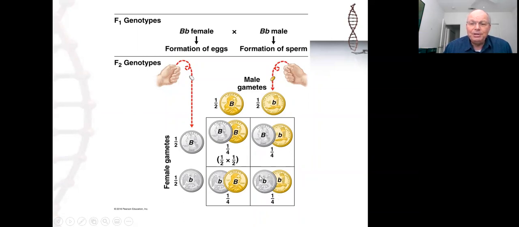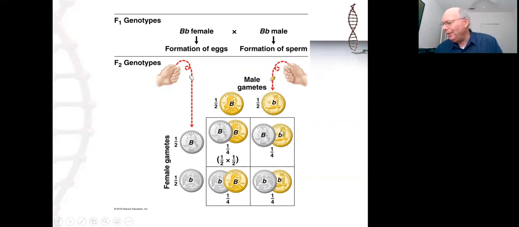The same argument can be made for this individual. You need to get the little b from here, you need to get the little b from here. So getting the little b combination is dependent on getting the little b from here and the little b from here. So we multiply a half by half, that gives us a quarter, which is exactly the number of individuals that are little b, 1 out of the 4. Likewise for getting this individual.